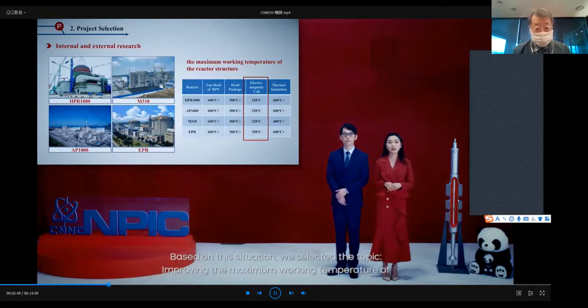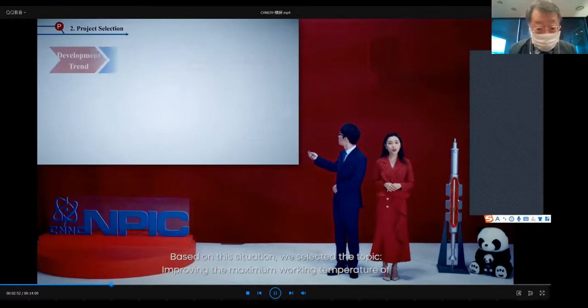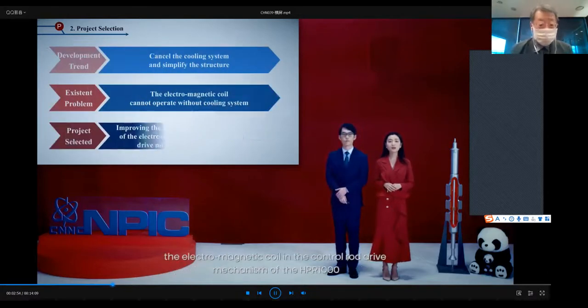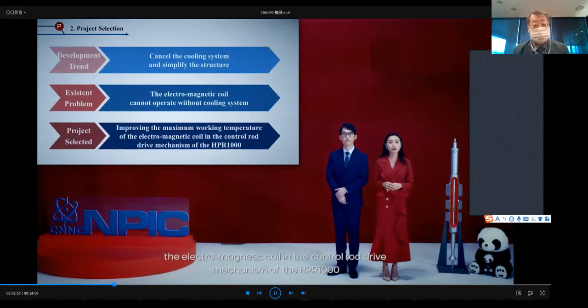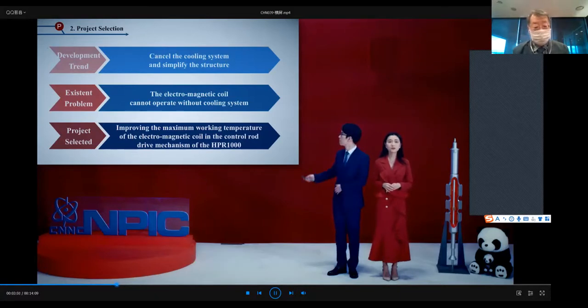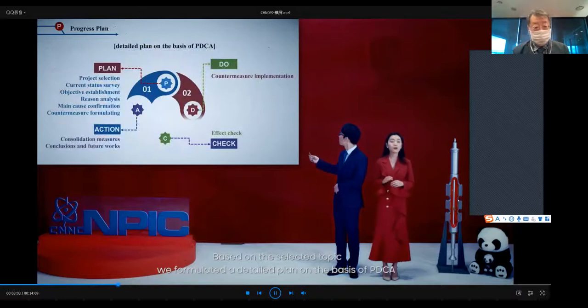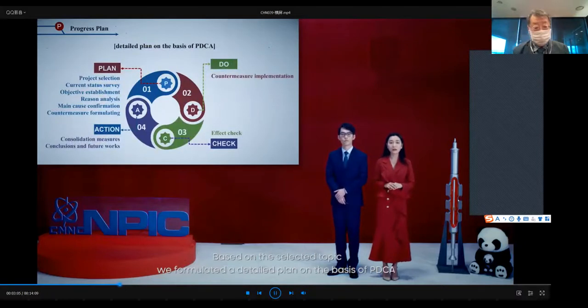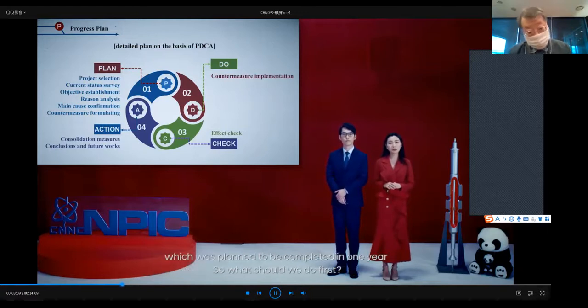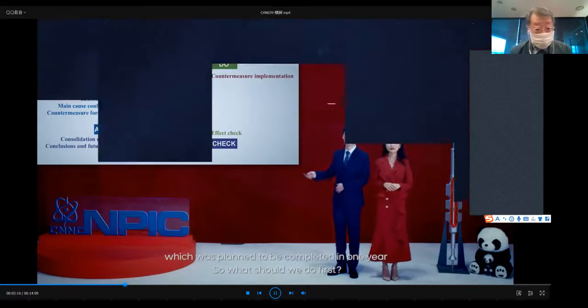Based on this situation, we selected the topic: improving the maximum working temperature of the electromagnetic coil in the control rod drive mechanism of the HPR 1000. Based on the selected topic, we formulated a detailed plan on the basis of PDCA, which was planned to be completed in 1 year. So what should we do first?